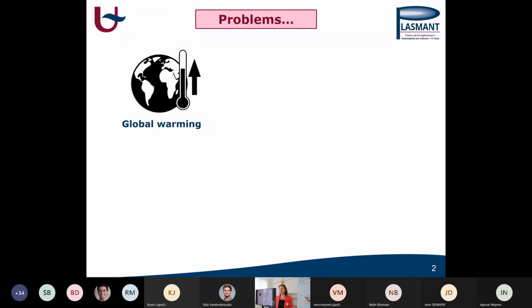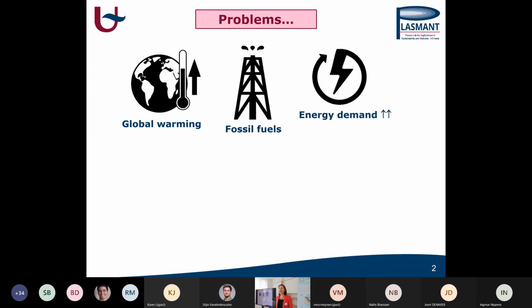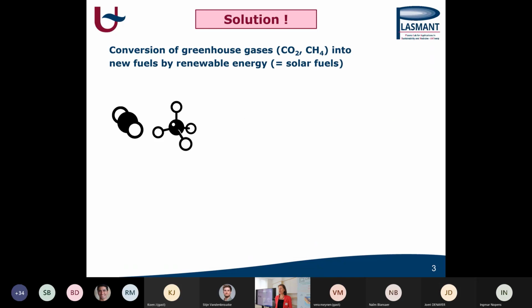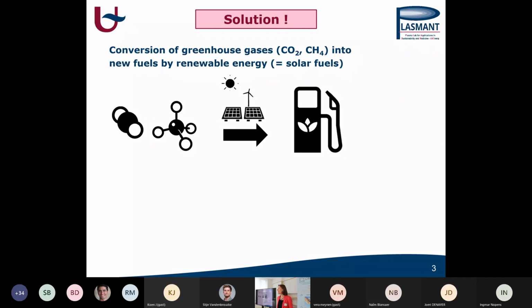We all know about the problems of global warming and our dependence on fossil fuels and the rising energy demands. Of course, there is a solution of renewable energy, but this also comes with its problems because of the peak powers. But then there is a solution if we can convert these greenhouse gases, CO2, but also methane, into new fuels or value-added chemicals, and we call these solar fuels.